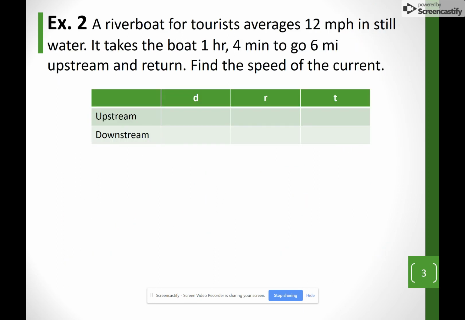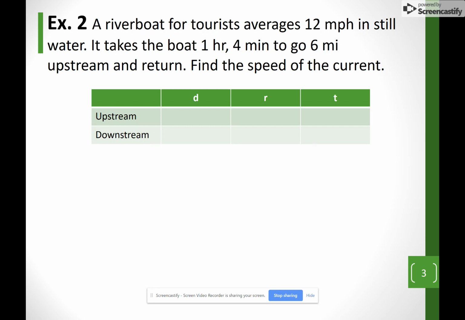Now here we have a riverboat for tourists, averages 12 miles per hour in still water. It takes the boat 1 hour and 4 minutes to go 6 miles upstream and then return. Find the speed of the current. Because I'm dealing with hours, I'm going to keep everything in hours. If I want to change 1 hour and 4 minutes to minutes, make sure you switch 12 miles per hour to minutes as well. That's going to be a big number.